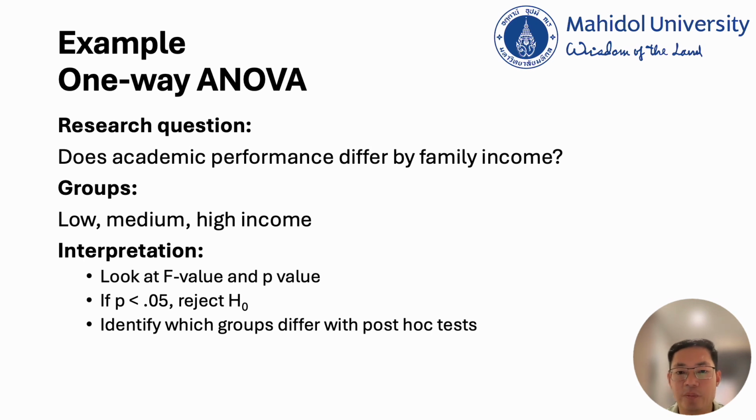Considering this example, we want to know whether academic performance varies by family income level. We divide students into low, medium, and high income groups. We run a one-way ANOVA to see if there is a significant difference in mean academic scores. If the p-value is below 0.05, we reject the null hypothesis. Then post hoc tests will show whether the low-income group performs differently from the medium or high-income groups.